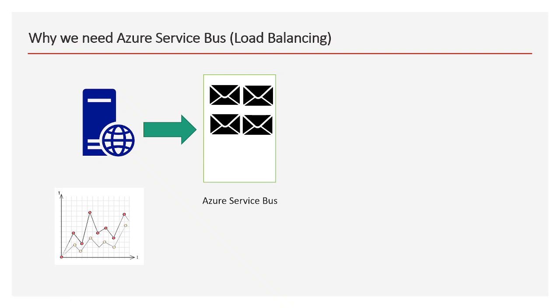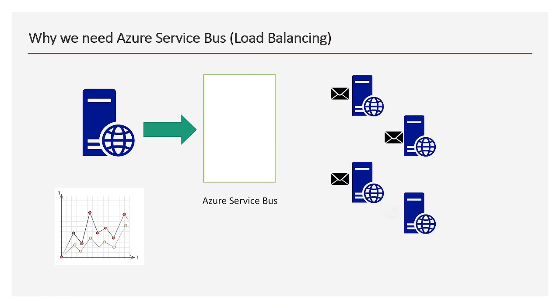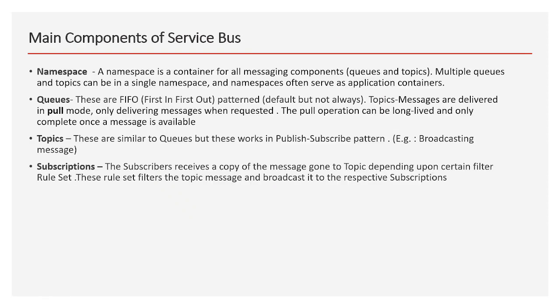I will come later to the difference between queue and topic, but it will be either a queue or a topic. But this is the actual container, right? So if you can see, the namespace will be the same thing. If I go to the next slide, you can see that a namespace is a container for all the messaging components. Multiple queues and multiple topics can be in a single namespace, and a namespace often serves as an application container.